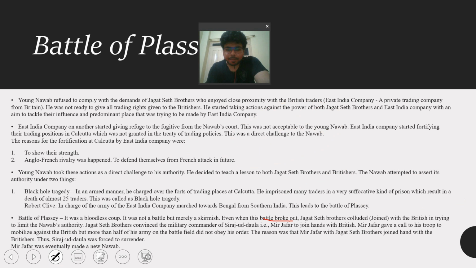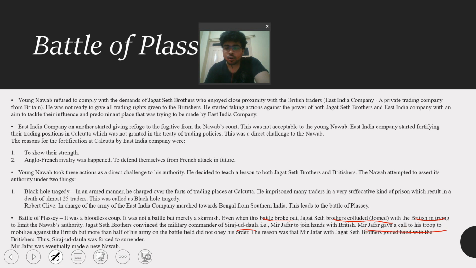Even when the battle broke out, the Jagat Seth brothers joined with the British in trying to limit the Nawab's authority. The Jagat Seth brothers convinced the military commander of Sirajuddaulah, Mir Jafar. Remember, after that Mir Jafar will be set on the throne. So Mir Jafar joined hands with the British.